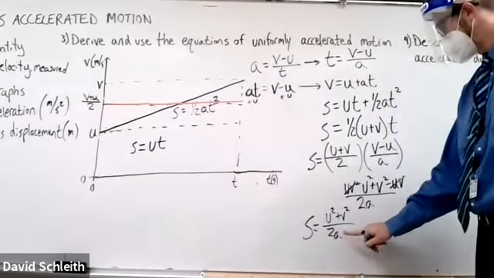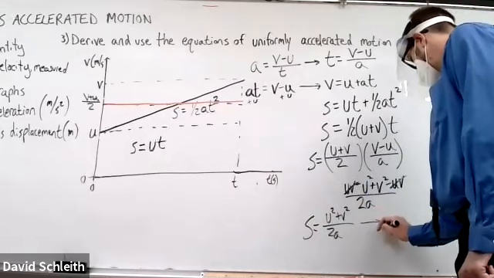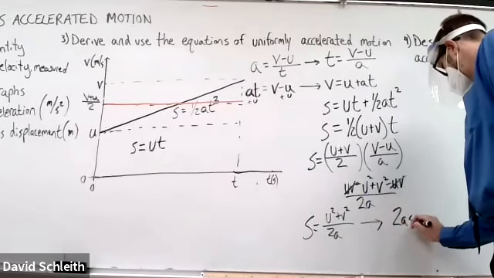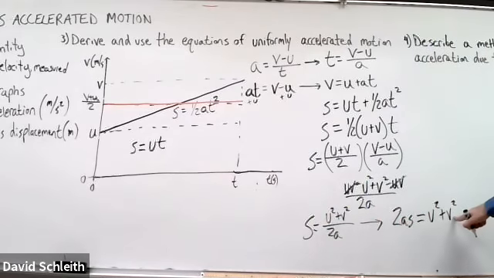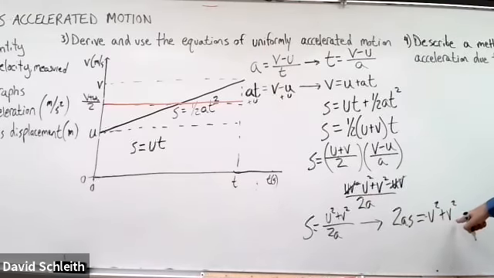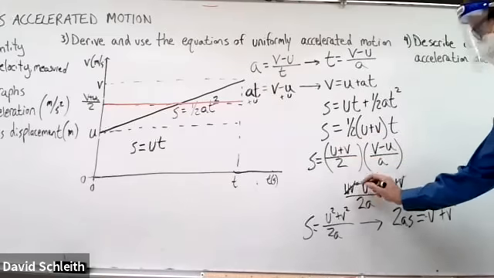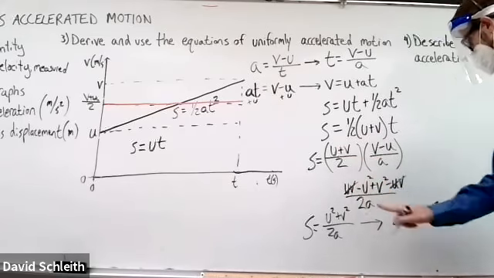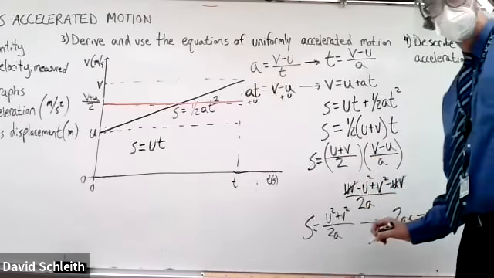Remember, we don't like a fraction, so if I multiply both sides by 2a, I get 2as equal to v squared minus u squared. And we typically write this equation with v squared as the subject. Remember, u times negative u is negative u squared. Take care to not drop that negative. So if I add u squared to both sides, remember, we don't like a negative, then I'm going to get my final equation.